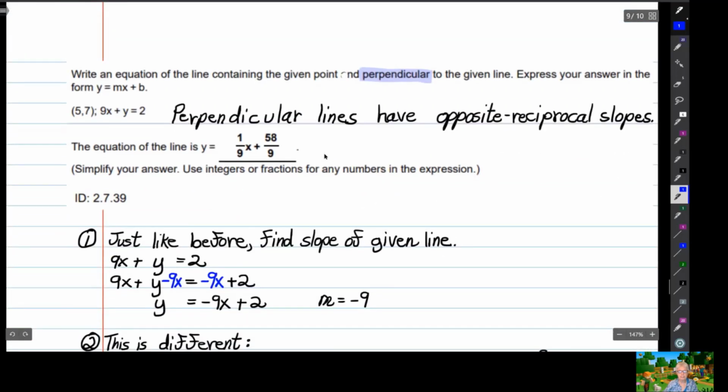Now we're at the hard ones. Perpendicular. What does perpendicular mean? It means you've got two lines. One might look like this. A line perpendicular to it would look like, wiggly, I don't want wiggly, would look like this. Perpendicular lines cross like that.